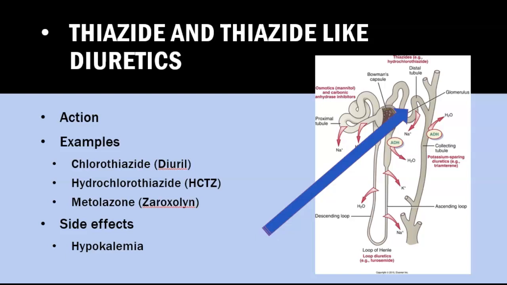And the hypokalemia is from when you take a diuretic and you're getting rid of sodium and water, you're also getting rid of your potassium. So that can cause the low potassium level. There's also side effects of hypercalcemia, hyperglycemia, especially with your thiazides because they affect the metabolism of carbohydrates. They can increase levels of cholesterol, so hyperlipidemia.